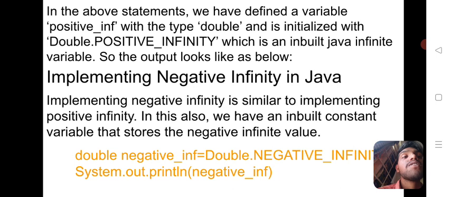Implementing negative infinity in Java. Implementing negative infinity is similar to implementing positive infinity. In this also we have an inbuilt constant variable that stores the negative infinite value: Double.NEGATIVE_INFINITY. System.out.println negative INF.